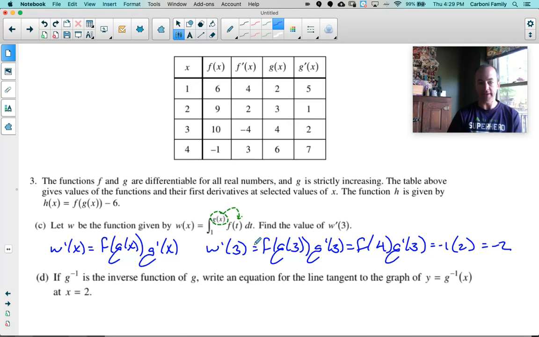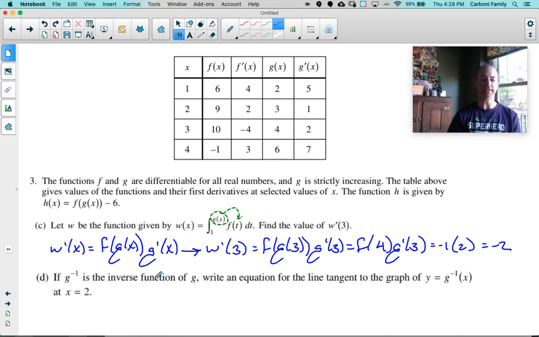Just don't put anything. And on the AP exam, you have plenty of work. I would probably just start W prime of 3 underneath this. But if you work from left to right, in this case, at most, put an arrow. This derivative leads to the next step of plugging in 3, and you get a value of -2 in the end. And then there's part D.